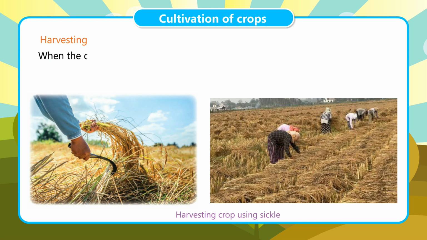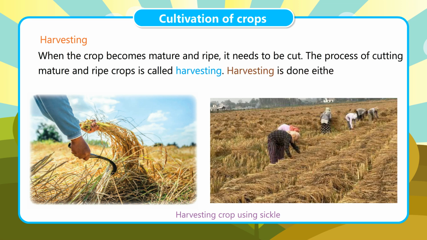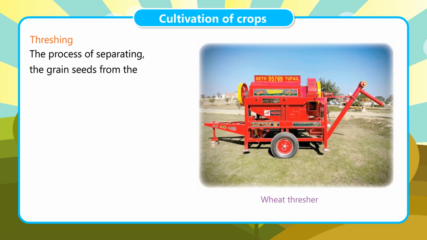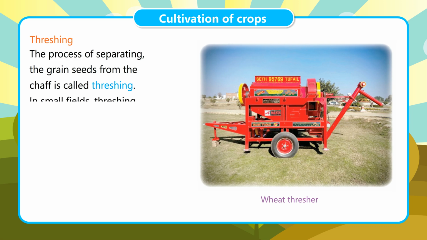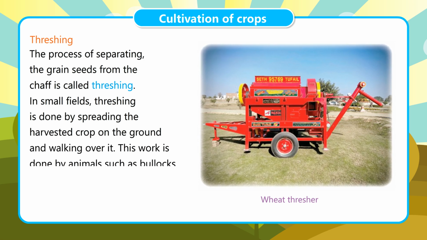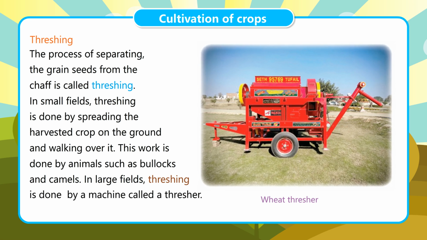Harvesting. When the crop becomes mature and ripe, it needs to be cut. The process of cutting mature and ripe crops is called harvesting. Harvesting is done either by sickles or machines called harvesters. Threshing. The process of separating the grain seeds from the chaff is called threshing. In small fields, threshing is done by spreading the harvested crop on the ground and walking over it. This work is done by animals such as bullocks and camels. In large fields, threshing is done by a machine called a thresher.